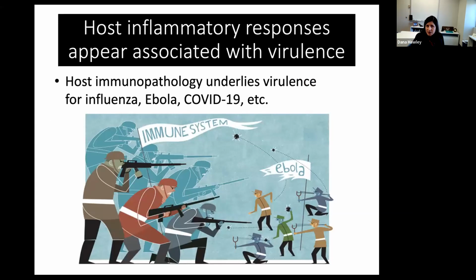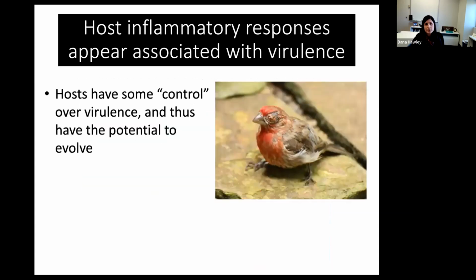And this in itself is not surprising. We know that host inflammatory responses are associated with virulence for tons of pathogens, including those of humans, like COVID-19, where many of the virulent effects of these pathogens are actually from our own host immune responses.